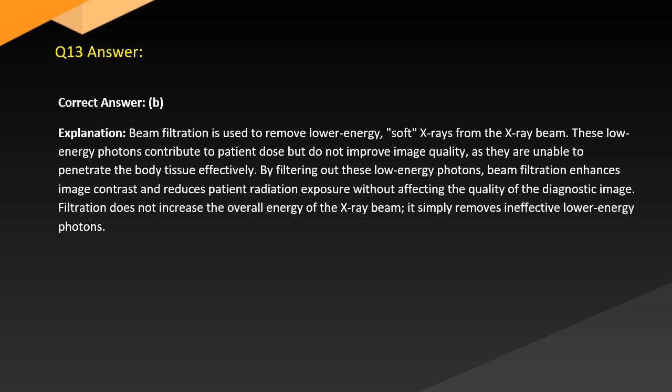Answer. Correct answer B. Explanation. Beam filtration is used to remove lower energy, soft X-rays from the X-ray beam. These low energy photons contribute to patient dose but do not improve image quality as they are unable to penetrate the body tissue effectively. By filtering out these low energy photons, beam filtration enhances image contrast and reduces patient radiation exposure without affecting the quality of the diagnostic image. Filtration does not increase the overall energy of the X-ray beam. It simply removes ineffective lower energy photons.